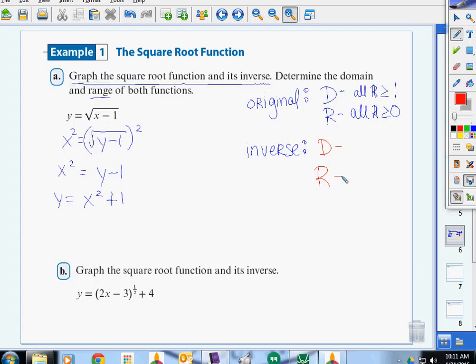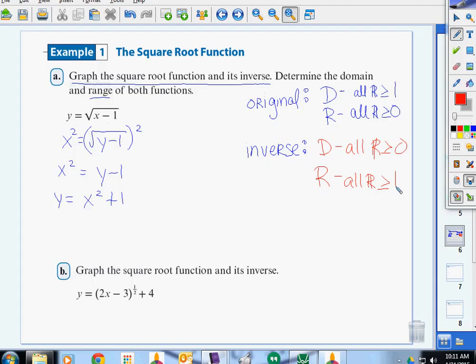Whatever the domain and range were of the original, they switch for the inverse, which I feel is not too big of a stretch because we switch the x's and y's, right? So that's not too weird. Okay, so the domain then is going to be all reals greater than or equal to 0, right? And then for the range, it's all reals greater than or equal to 1.